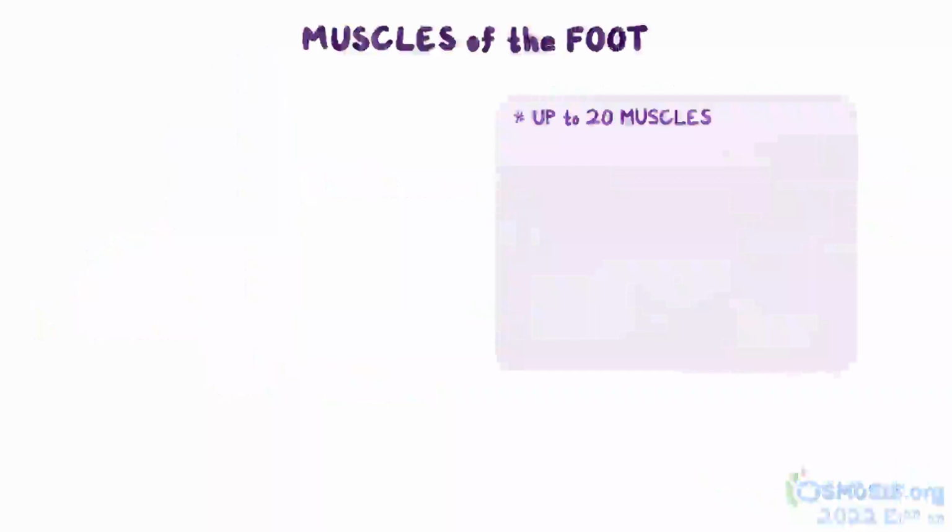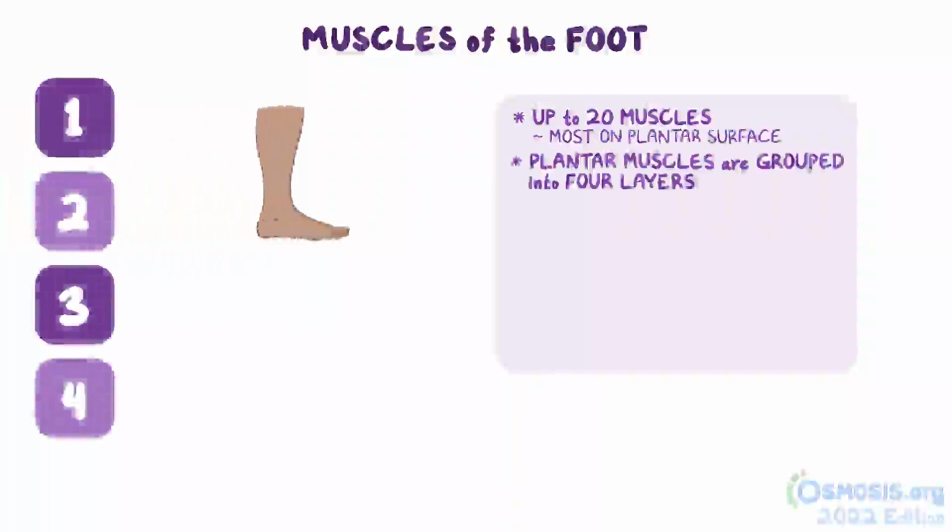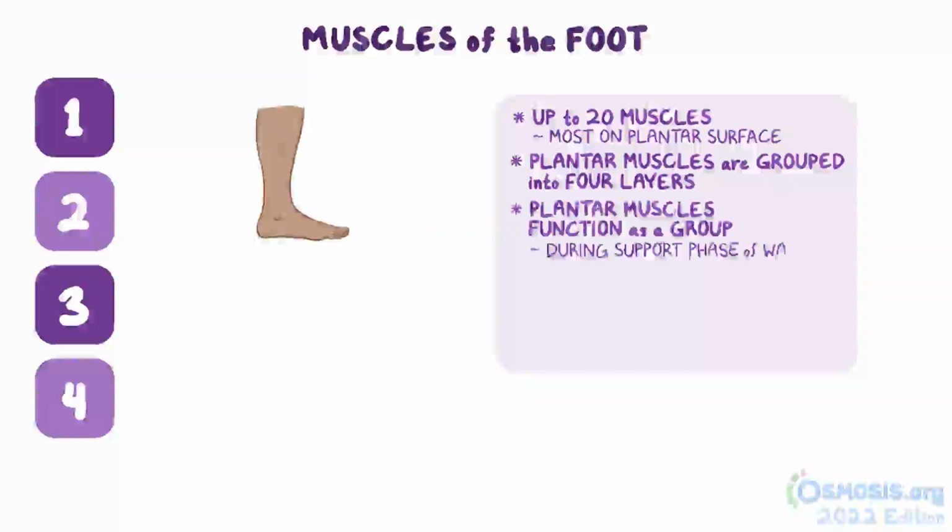So now let's look at the muscles of the foot. There are up to 20 individual muscles in the foot, and most of them are on the plantar surface. These plantar muscles are conveniently grouped into 4 different muscle layers. On an important side note, despite their compartmental and layered arrangement, the plantar muscles function primarily as a group during the support phase of the stance of walking, maintaining the arches of the foot.